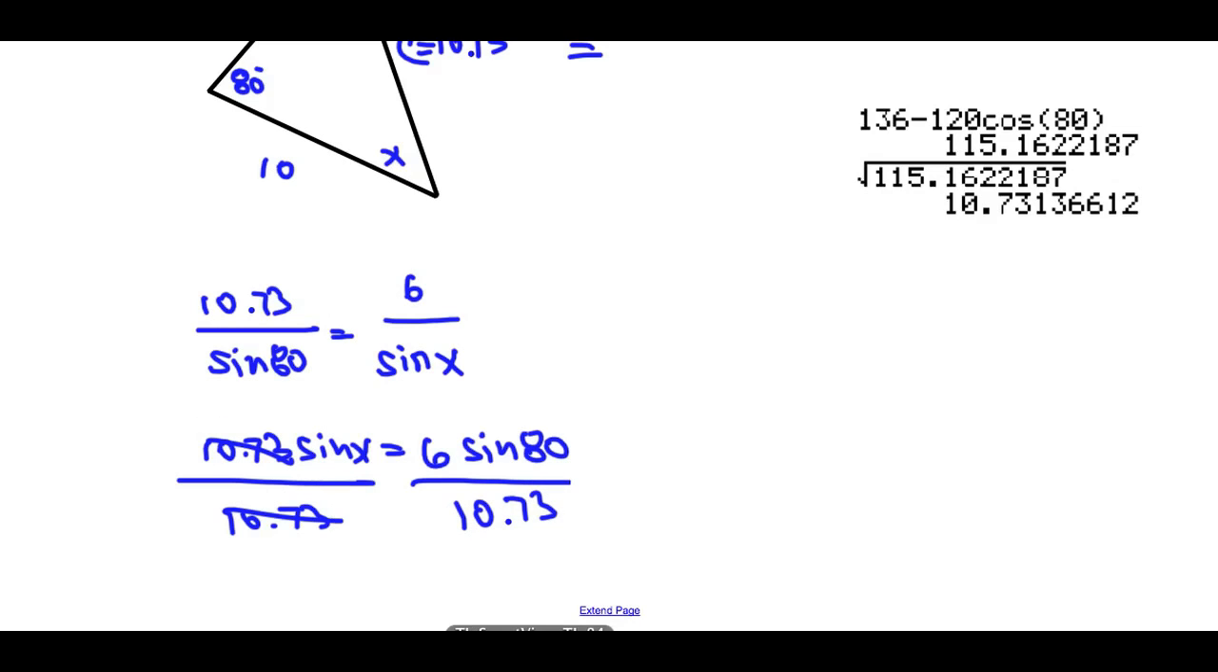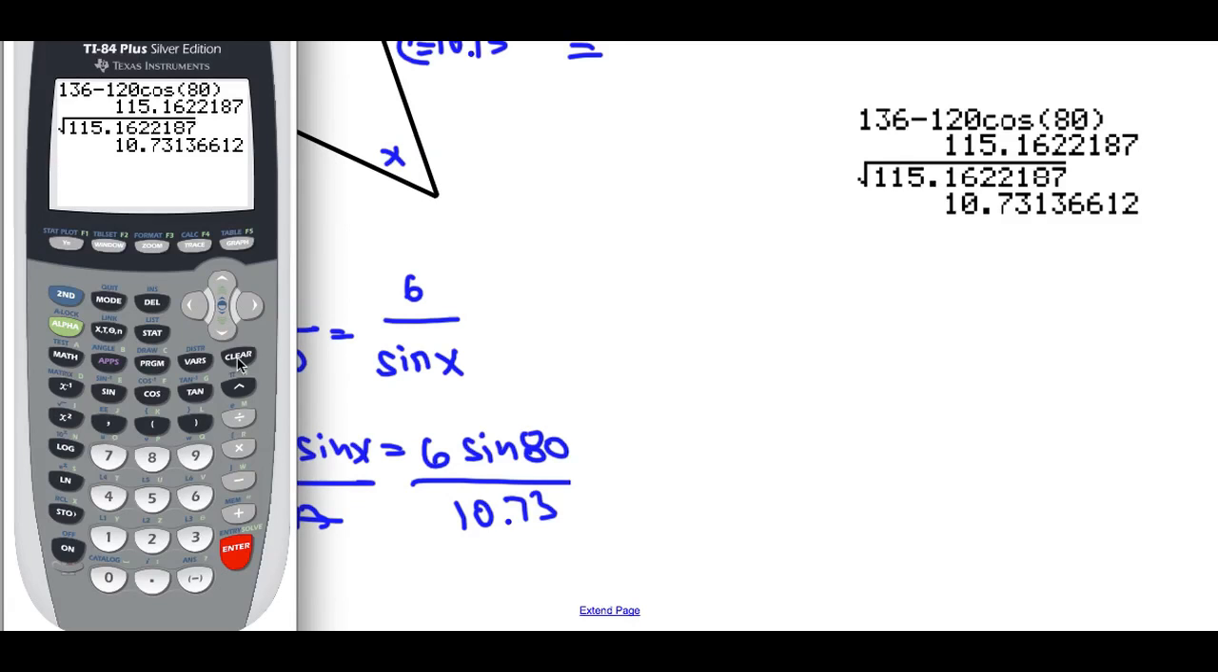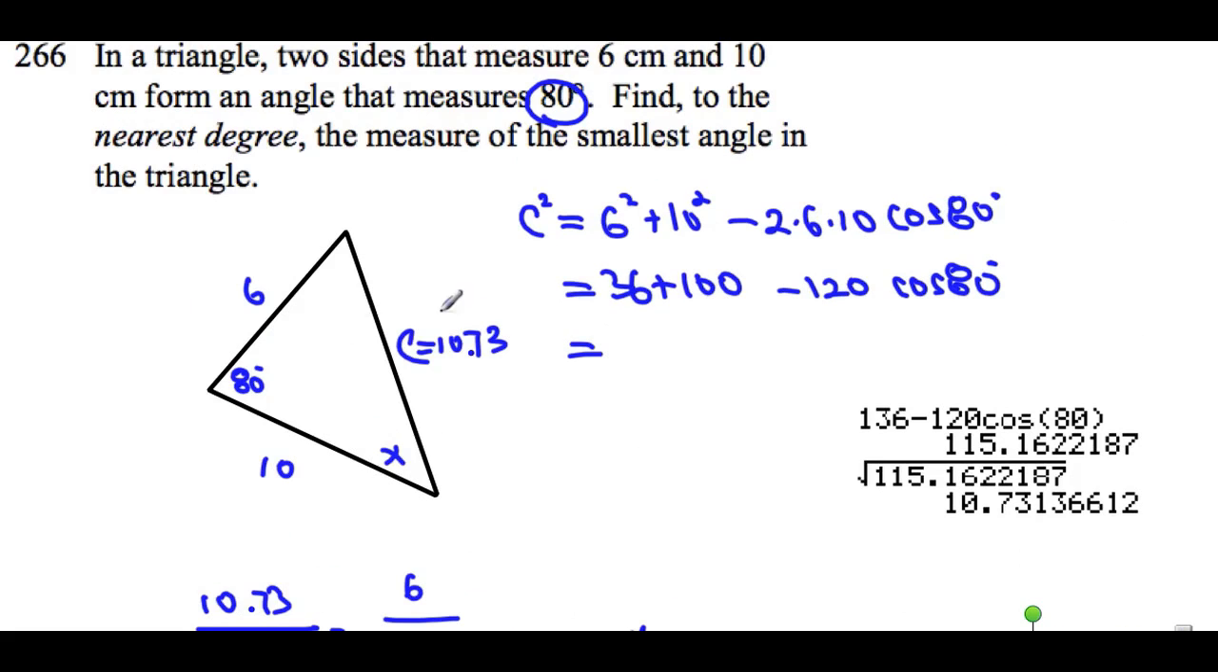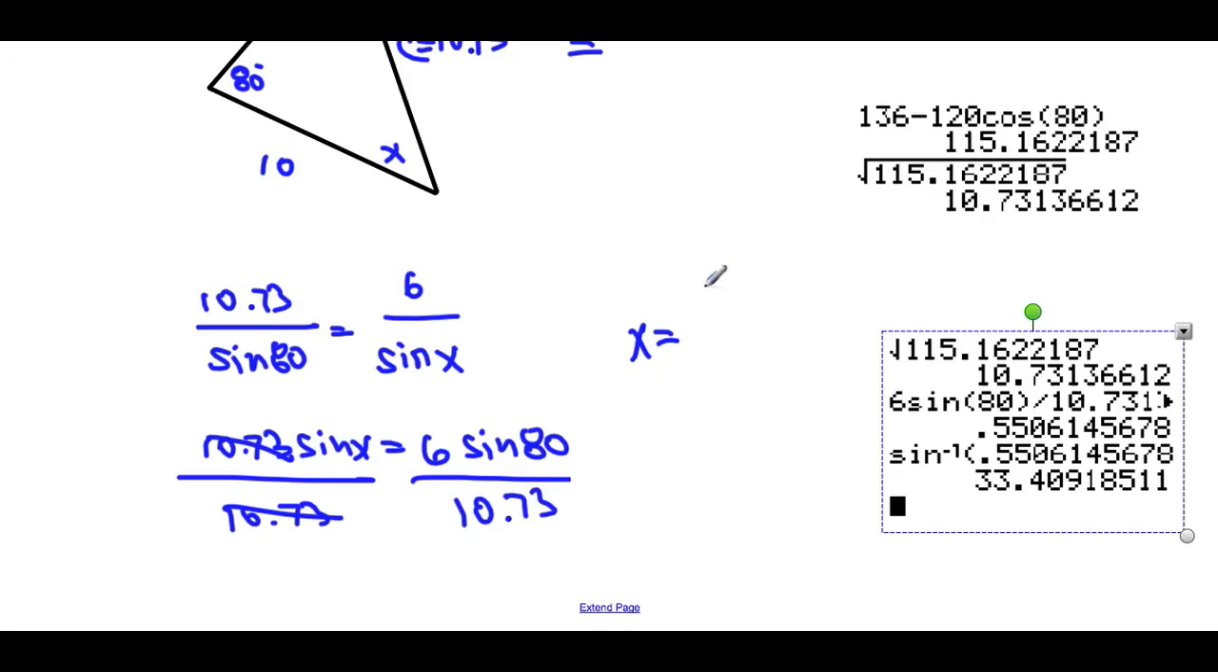Then let's see what we end up getting. 6 times sine of 80, and then divide by 10.73, or I can just use this number, which is more precise. Then 0.5506, that's the sine of x. But to find out the value of the angle, we can do inverse sine of that value right over here. Then 33.4. So x will be equal to, they want us to put it to the nearest degree, so our answer will be 33 degrees.